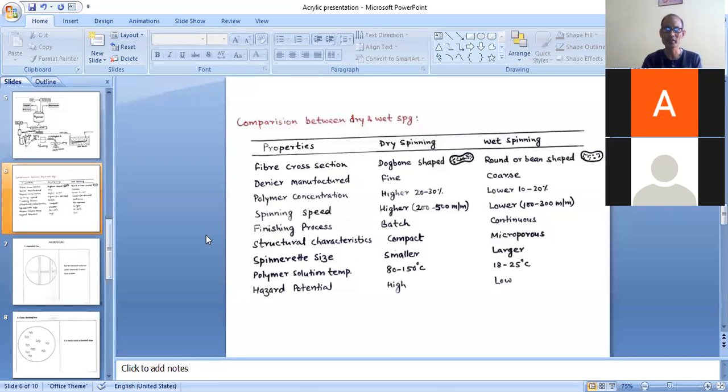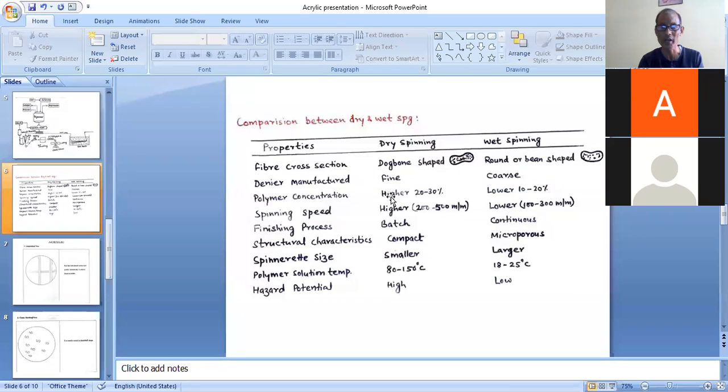Here is the comparison between dry and wet spinning methods. As far as fiber cross section is concerned, the fiber made by dry spinning has a dog bone shaped cross section, whereas wet spinning gives a round or bean shaped cross section. The denier manufactured is fine by dry spinning and coarse by wet spinning.